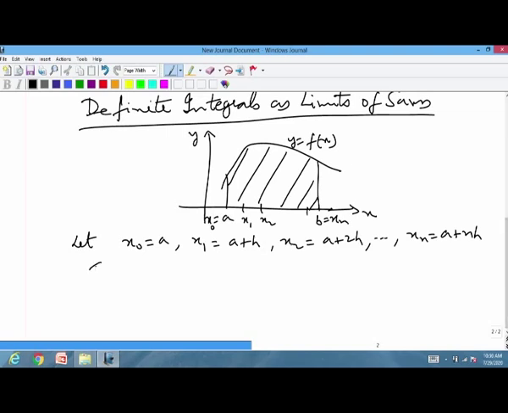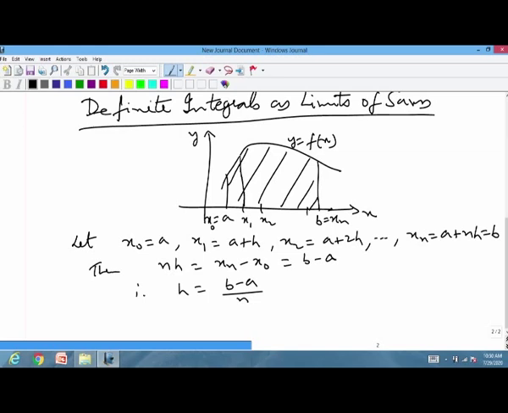So, then what is h? N times h is x n minus x naught, and this x n is equal to b. So, this is equal to b minus a. Therefore, h is (b minus a) over n. So, this interval of length b minus a we are dividing into n equal parts. So, each is of length (b minus a) by n.